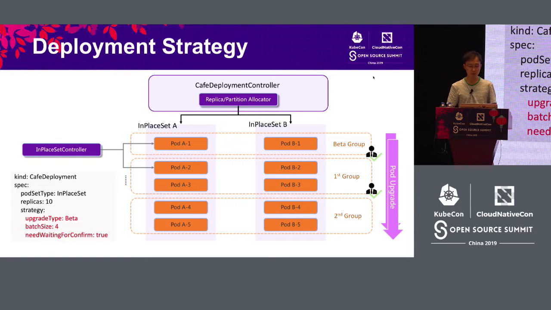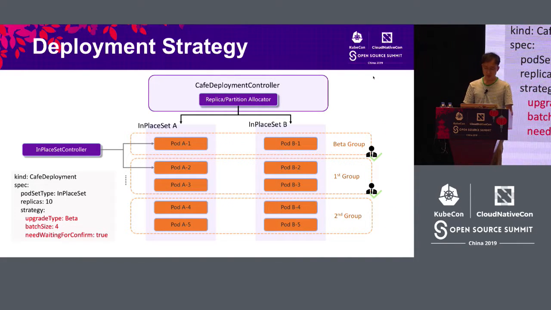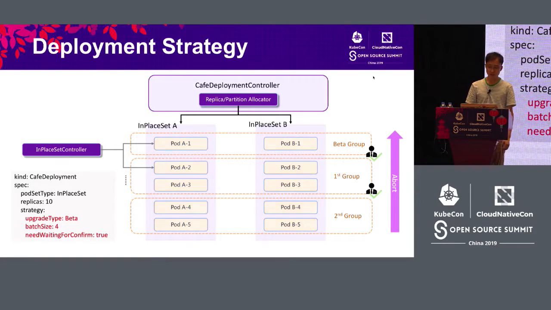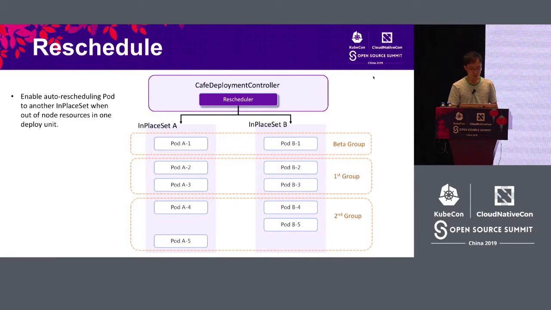During the deployment process, the cafe deployment controller will not directly apply on the pod. The pod creation and upgrade is done by the in-place set controller, and the cafe deployment controller is only to abstract the strategy. During the deployment process, if the pod version has some problem, the customer can abort and undo the upgrade.